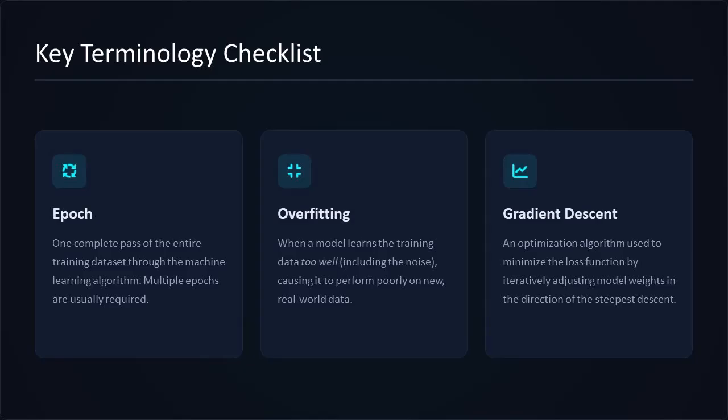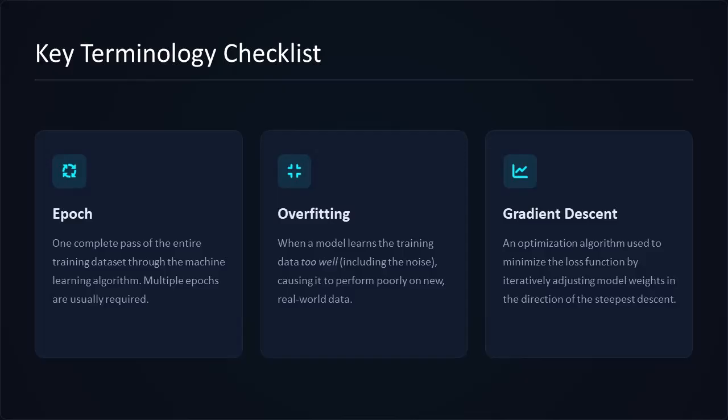Epoch. A complete pass of the entire training dataset through the machine learning algorithm. Multiple epochs are usually required. Overfitting. When a model learns the training data too well, including the noise, causing it to perform poorly on new, real-world data. Gradient descent. An optimization algorithm used to minimize the loss function by iteratively adjusting model weights in the direction of the steepest descent.